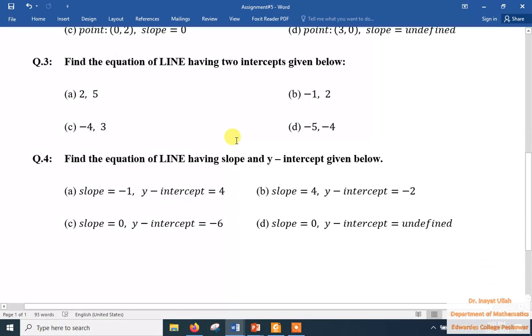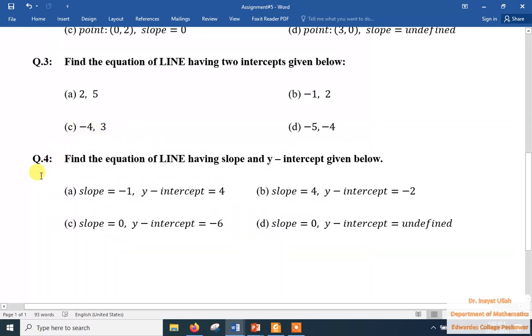In question number 3, the question is to find the equation of line having 2 intercepts. You are given 2 intercepts, so this is the 2 intercept form of line. The first part is you are given 2 intercepts, 2 and 5. This is the x intercept, which is denoted by a, so a is 2, and that is the y intercept, which is denoted by b, so b is 5. A is 2, B is 5. Now use the 2 intercepts form to find the equation of line. The same story will be followed for part B. This is A, this is B, and so on.